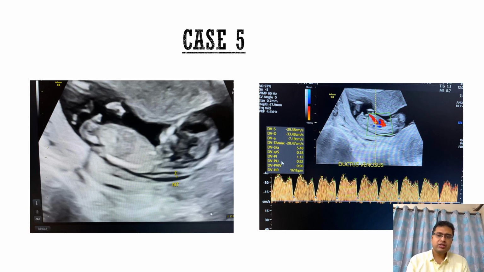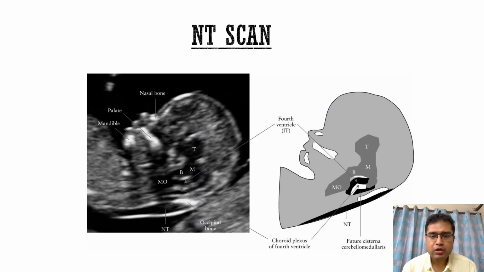Coming to my fifth case, which is an ultrasound case. So here I had done an NT scan. This is a normal NT scan where the thickness was normal, and this is the normal ductus venosus flow that was seen. So the learning points in an NT scan are we have to comment not only on the nuchal translucency but all the other structures that are also very well seen on the mid-sag view. That is the brainstem, the future fourth ventricle or the intracranial translucency, the choroid plexus, the cisterna magna, and then we can comment on the nuchal translucency.